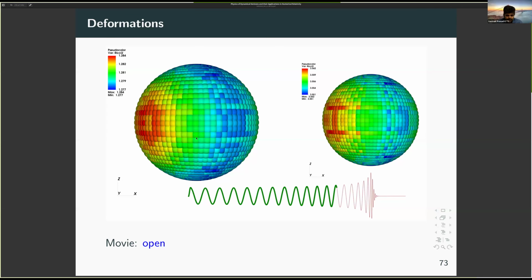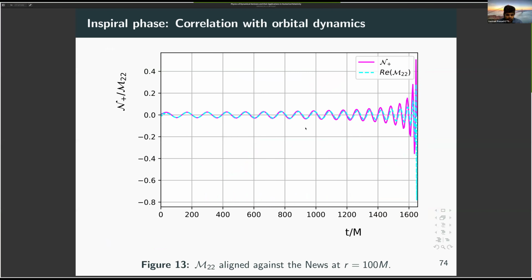What you see on the screen is a snapshot from the same movie. So the two black holes deform each other, and you can clearly see the L2 M2 dominant quadrupolar pattern. And now coming to correlations, it was interestingly found that these deformations, which are plotted in cyan, the dominant component, are also strongly correlated with the news of gravitational radiation, which is escaping to infinity.